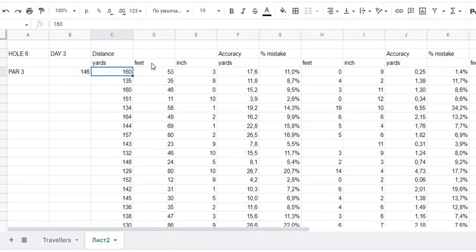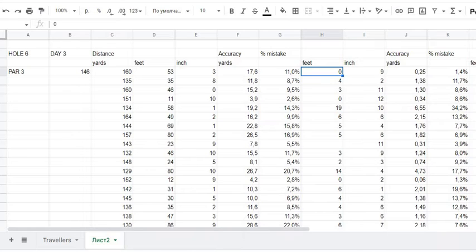So here we have the accuracy in feet plus inches, and I'm converting it into yardage, because I need to calculate the percentage of mistake, and it's much easier to do through yardage accuracy, measured in yards. We can see that after the tee shot, the distance to the hole was 53 feet and 3 inches, which in yards is 17.6 yards, and it's 11% of mistake.